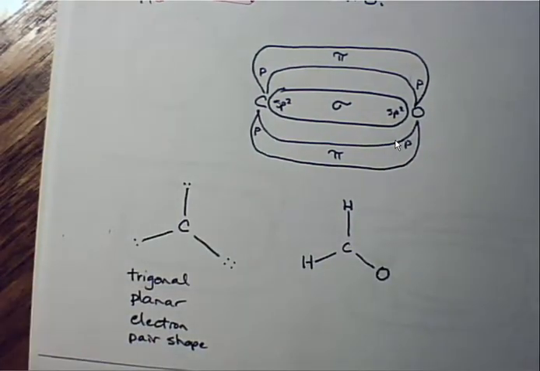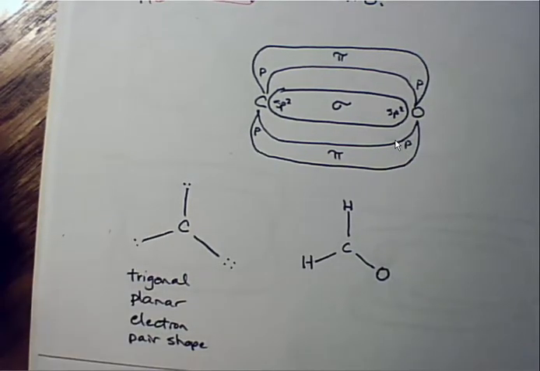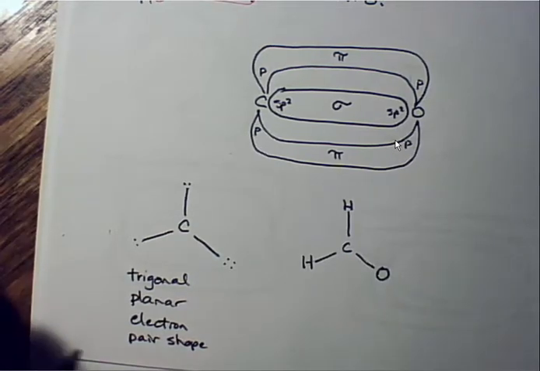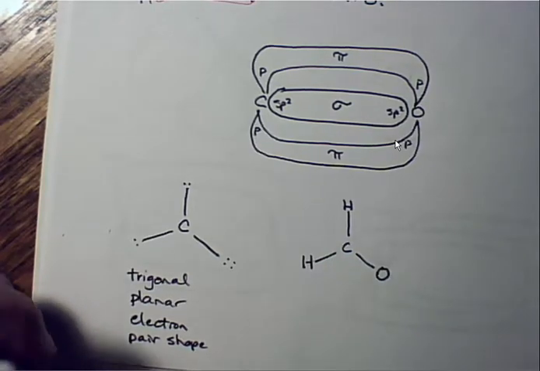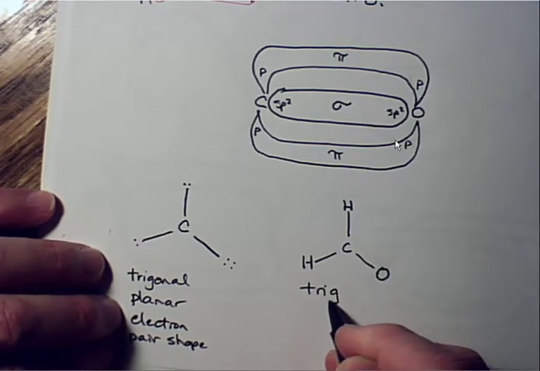Now, since there are no more lone pairs, this is your clue. This is your test. If there are no more lone pairs, you've got a molecular shape. If there are lone pairs left, then you've got a modified electron pair shape. Okay, but this is the molecular shape. We're going to be done with this when we label it.